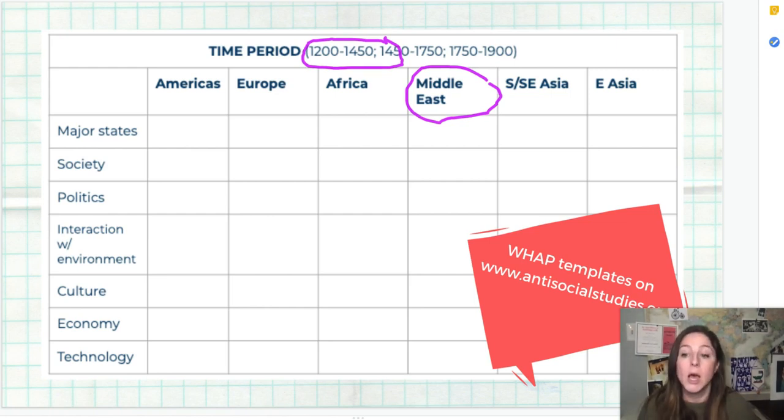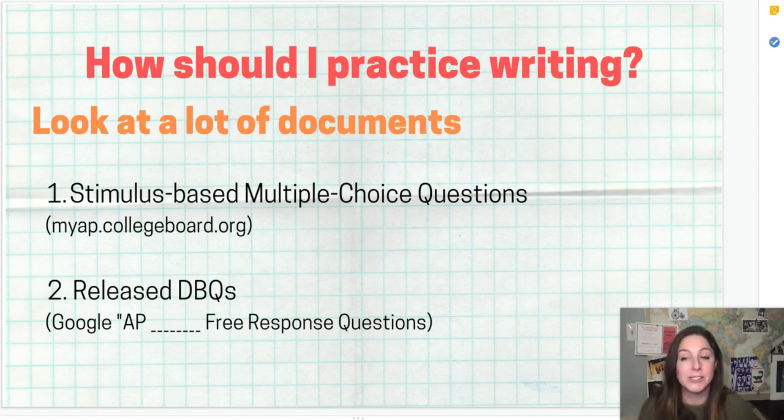Okay. How should you practice writing? Because knowing the content is one thing, but being able to write it in a DBQ is another. There's a few tips that I have. The biggest one is just look at a lot of documents. Maybe do a document a day, 5 a week, something. Say every day I'm going to go onto the College Board website and look at some practice multiple choice questions.